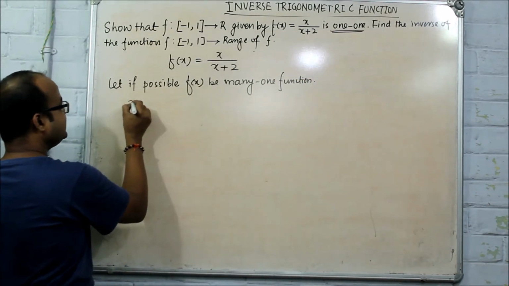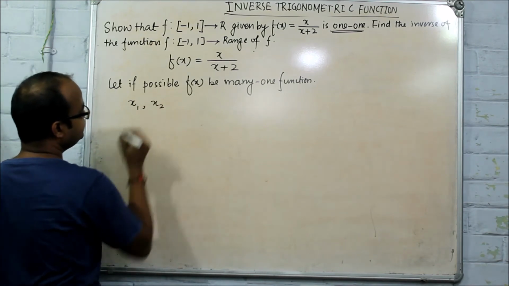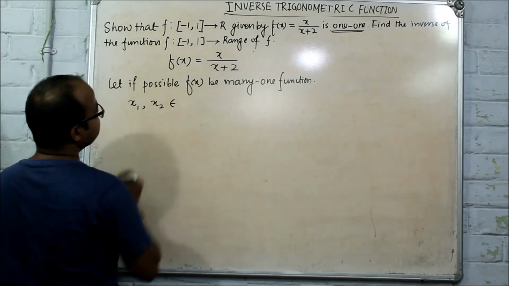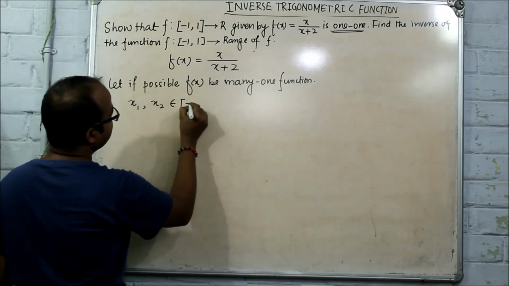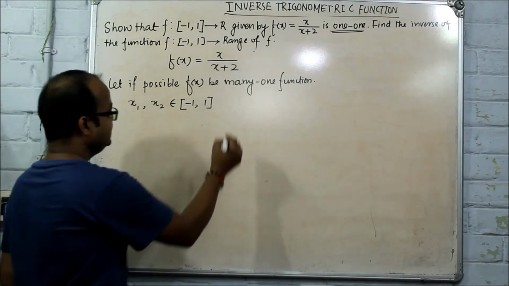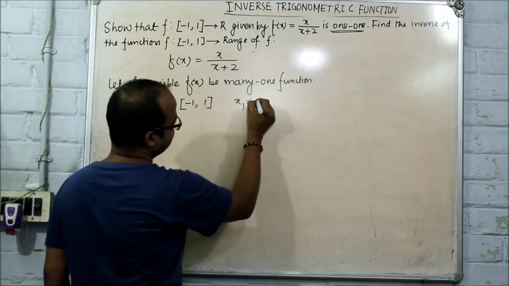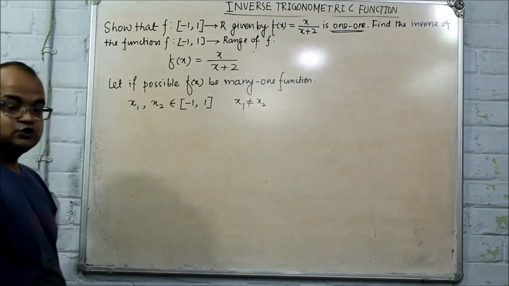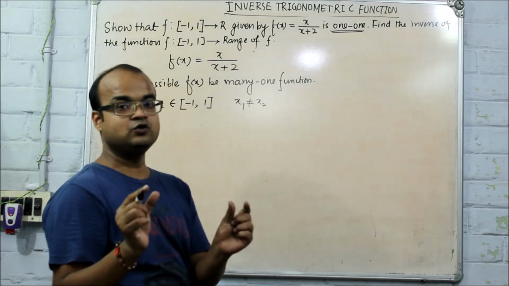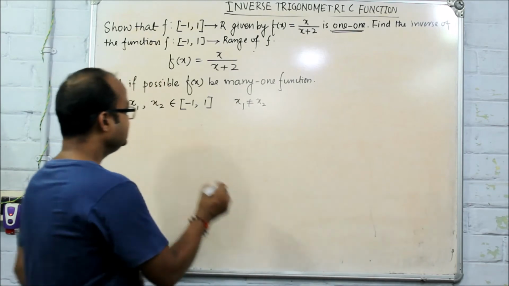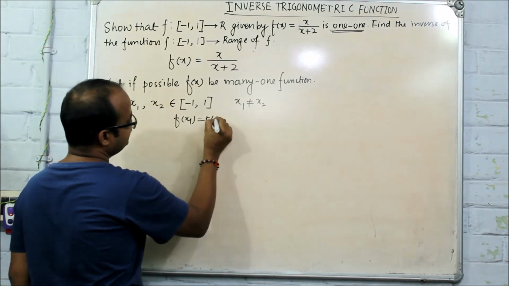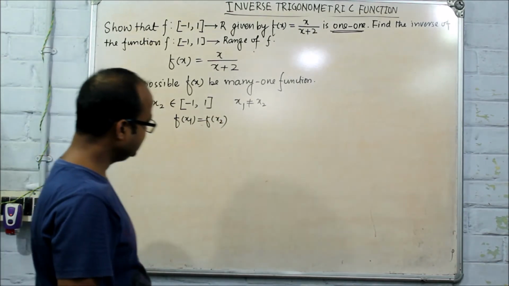So f(x) is a many-one function, so we consider two elements x1 and x2 belonging to -1 to 1, that is the domain, where x1 is not equal to x2. A many-one function means for two different values of x, the output will be the same. So it implies f(x1) is equal to f(x2).